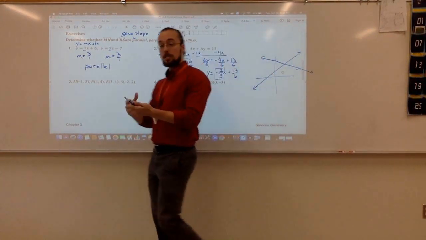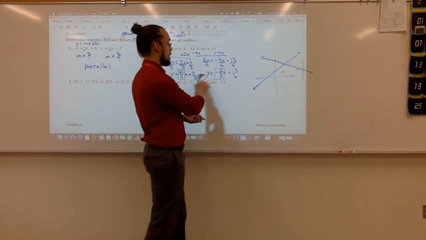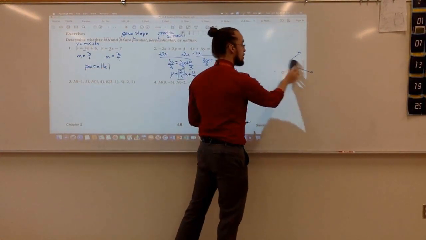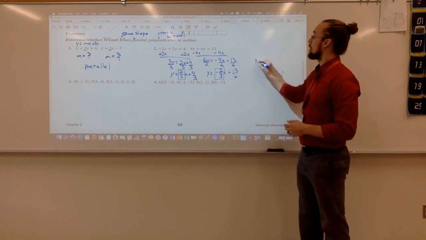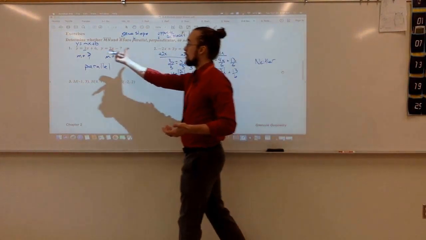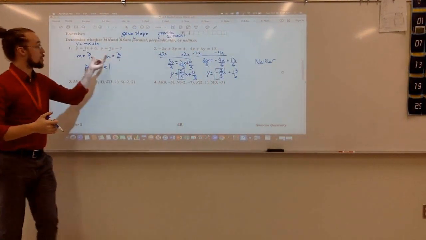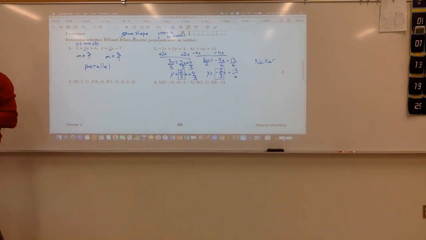And they would in fact be neither parallel nor perpendicular because they're not the same and they're not reciprocals of each other. So this example would be neither. Okay? So the idea here is if we have equations, if they're in slope intercept form, we want to just be able to look and see the slopes and then compare them.